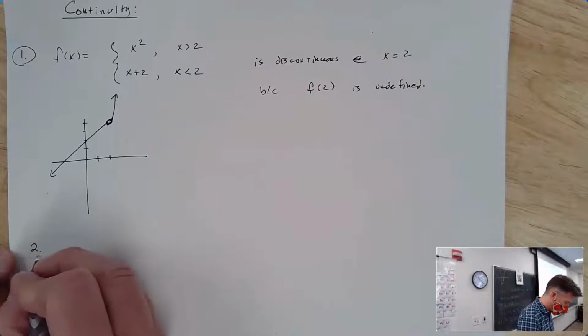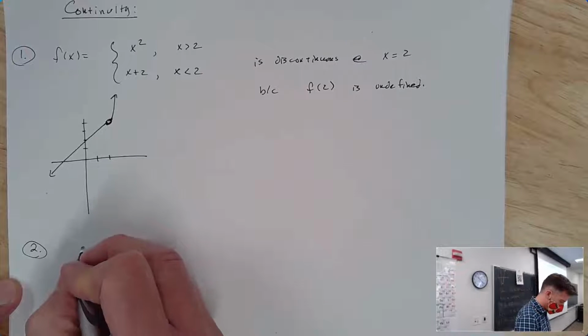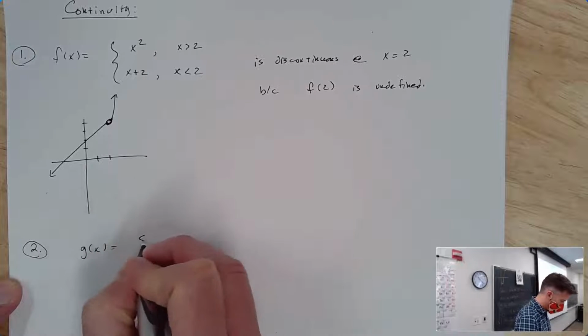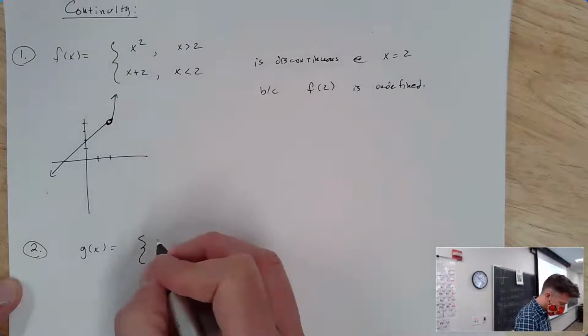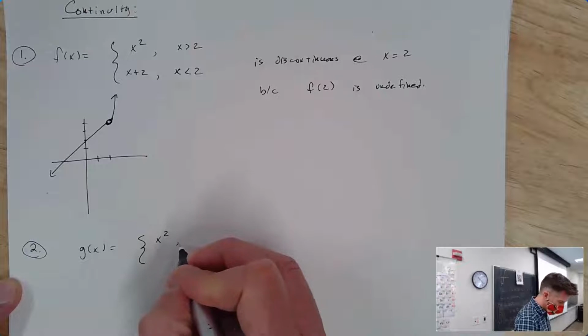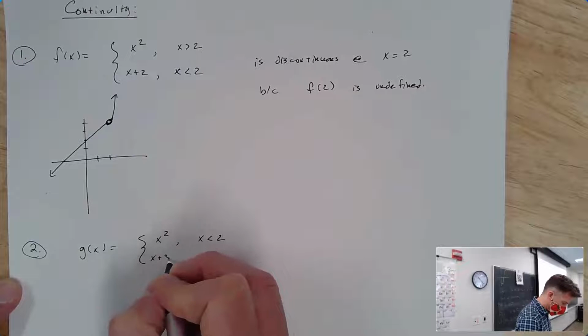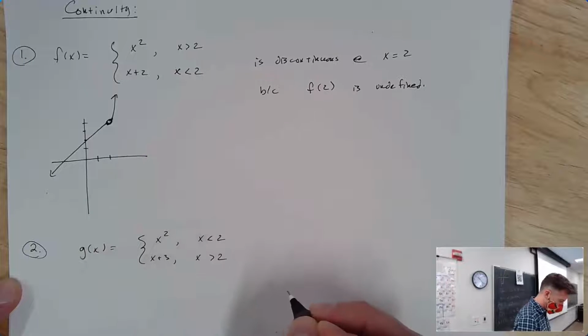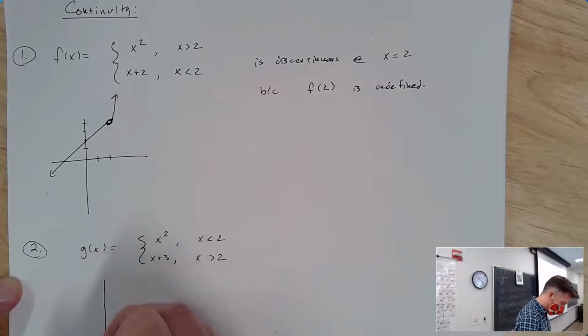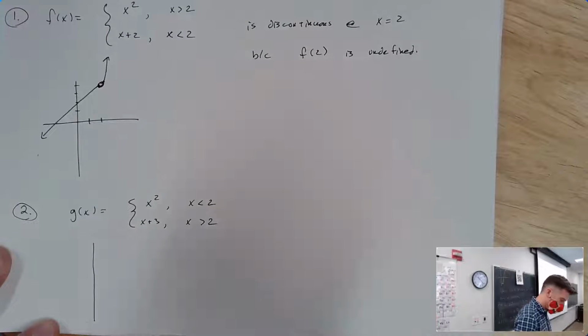That's not the only requirement. We can also have a function that looks like this. Say g of x is, and I actually kind of got that one backwards from what I meant to be. I'm going to switch it up. G of x is x squared when x is less than 2, and it is x plus 3 when x is greater than 2. So this function looks like this.